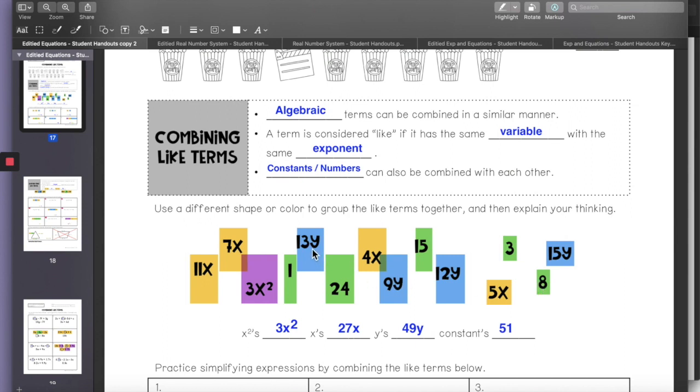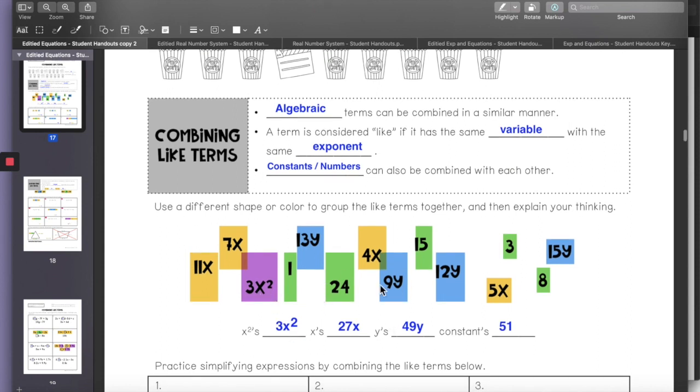Now, our blue ones are different from our yellow ones in the fact that they have a different variable. So here is y and here is x, which does not make them similar. These are not like terms. So I have 13y, 9y, 12y, and 15y, which all can be combined. Now, the unique one here has a coefficient of 3 and a variable x raised to the second power. So we have an exponent. This one's completely different because it has a variable with an exponent.